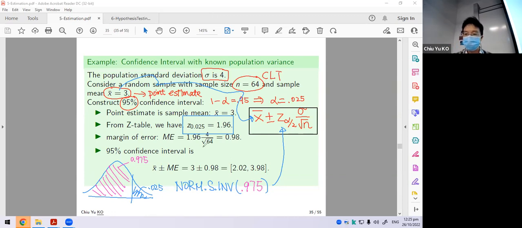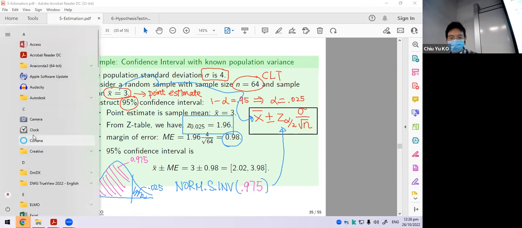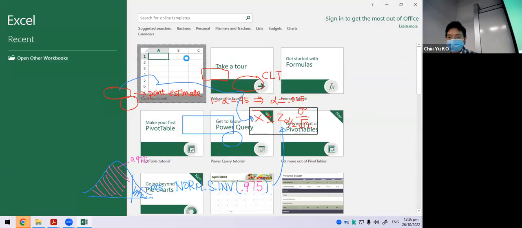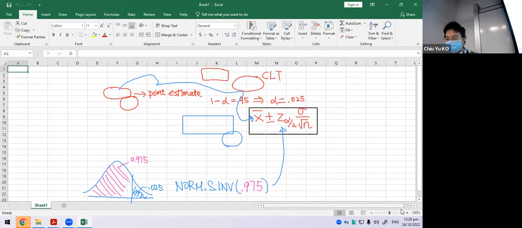It turns out this margin of error is actually close to 1. Basically your guess is 3. You just add 1 and subtract 1. That would be your estimate. Is that okay? Maybe to convince you this number is right, I go to Excel. Hopefully Excel will work because I think last time it didn't. Okay, so that's good, it worked.